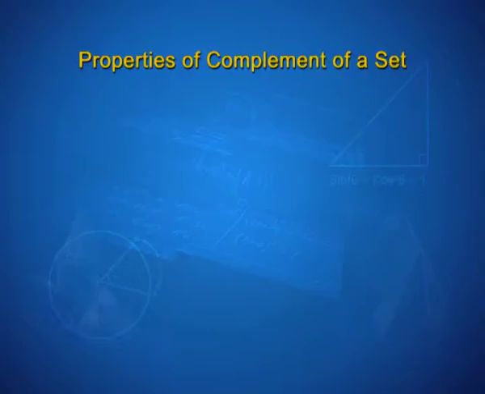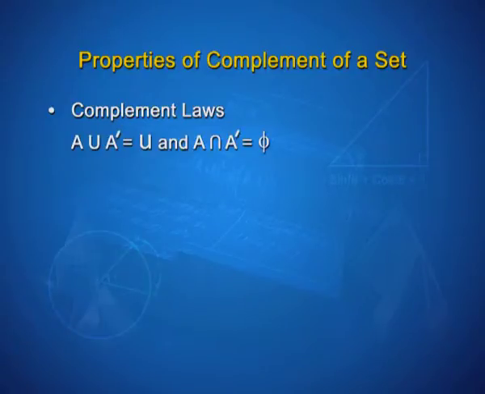Let us now discuss the properties of the complement of a set. The first property is the complement laws, which says that the union of a set and its complement will give us the universal set. That is, A union A dash is equal to U. And similarly, the intersection of a set with its complement will give us a null set. That is, A intersection A dash is equal to phi.